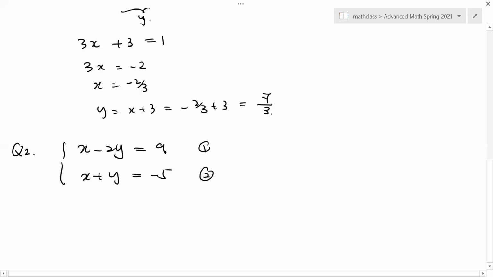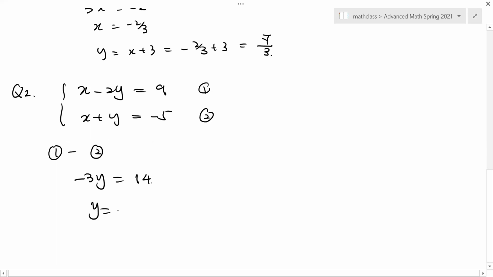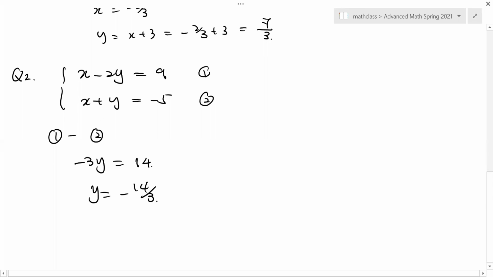If there's a quick way to eliminate the variable, I prefer the elimination method. So you can say equation 1 minus equation 2, or equation 2 minus equation 1, it doesn't matter. So x minus x is gone, but -2y minus y will be -3y. 9 minus -5 is 9 plus 5, right? That's going to be 14. So then y equals -14 over 3.